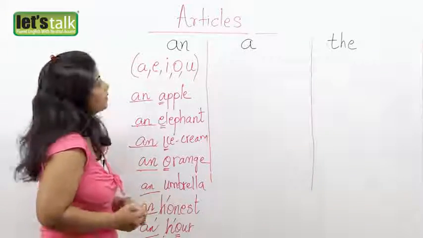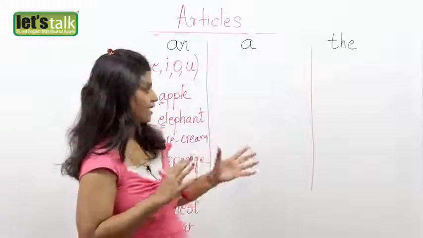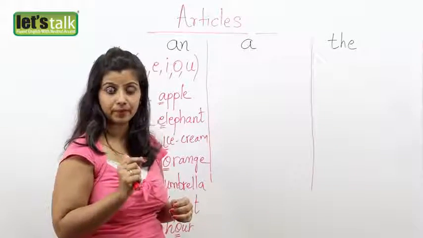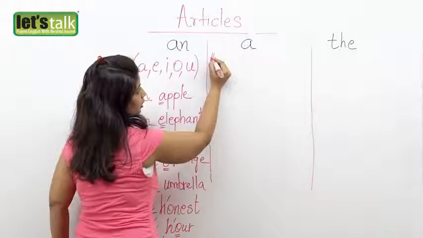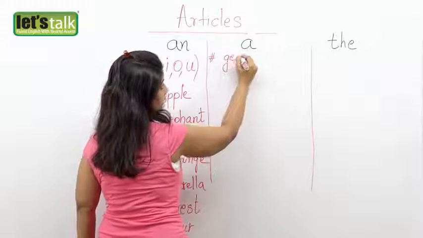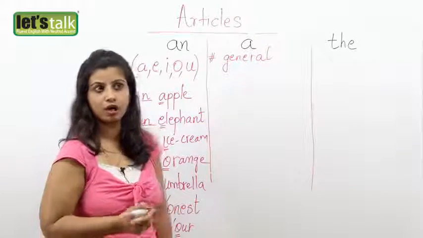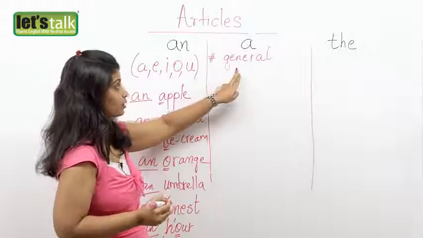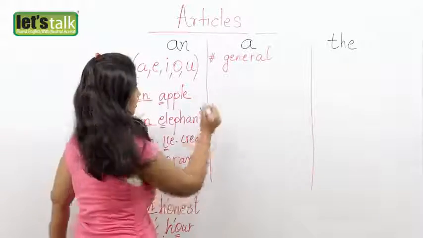Okay. Now let's come to the article A. A might sound confusing, but it's not, because I'm going to give you easy tips to remember when to use the article A. You use the article A when you are talking about something in general. If you want to say a book, a ship, a sandwich, that's when you use the article A, because you're talking about something in general.